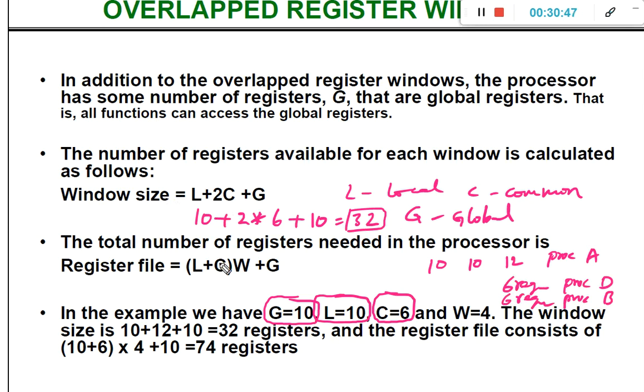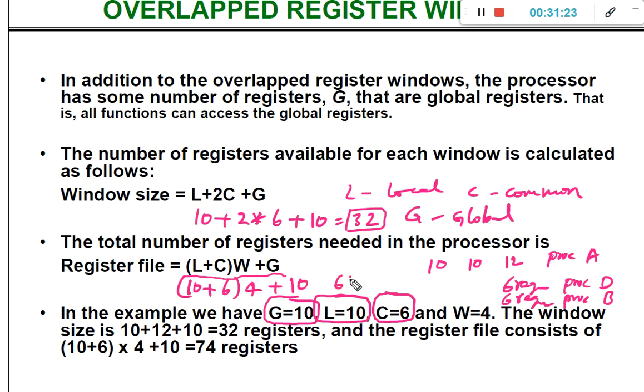Similarly, the total number of registers needed in the processor, the register file, we can calculate using the formula L plus C into W plus G. So what is L? 10. What is the C value? 6. What is W? Total how many windows are there? 4 windows are there: procedure A, procedure B, procedure C, procedure D. Plus G, global 10.